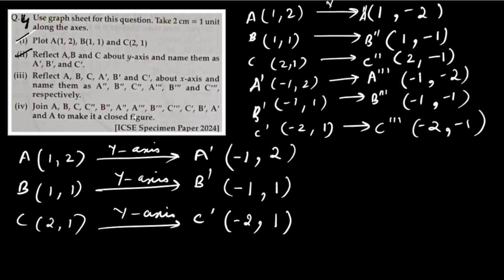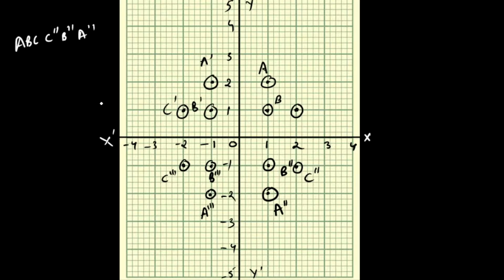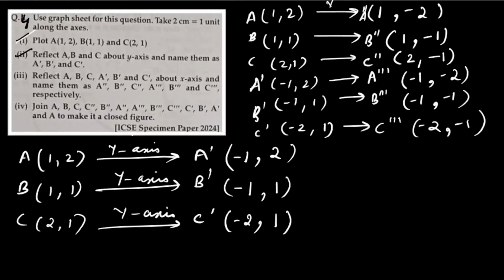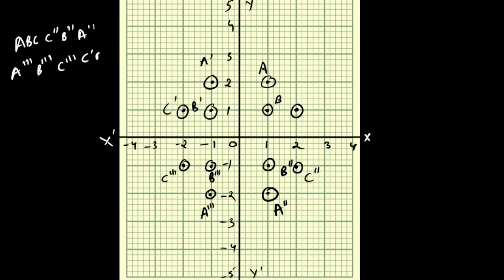A triple dash, B triple dash, C triple dash, then C dash, B dash, A dash. So the last and first point also you have to join. So let's join all the points.